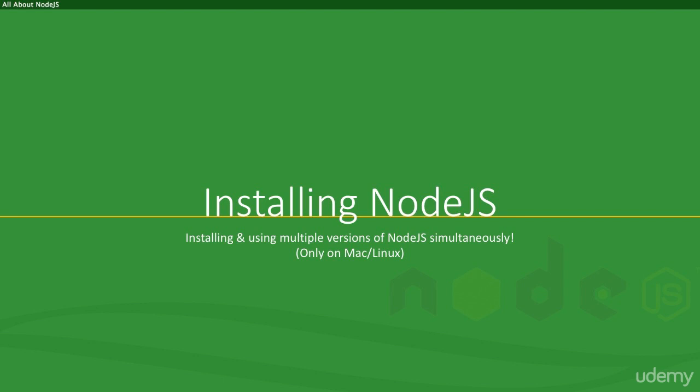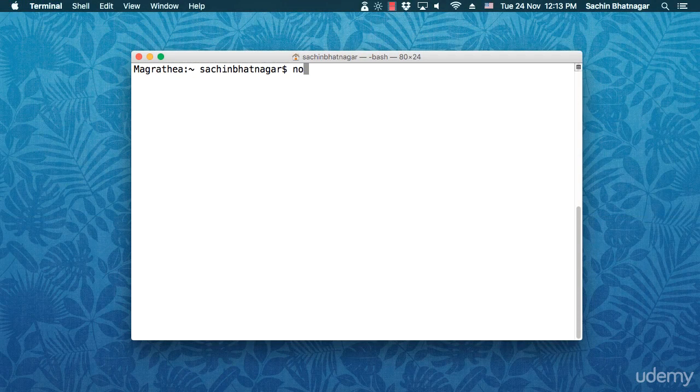You saw the N installer in the last video where we used it to install Node.js on Linux. This also lets you manage multiple versions of Node.js on your machine. Here we are on a Mac with Node.js already installed. If I type node -v, then it shows me that I have version 4.2.1 LTS installed.